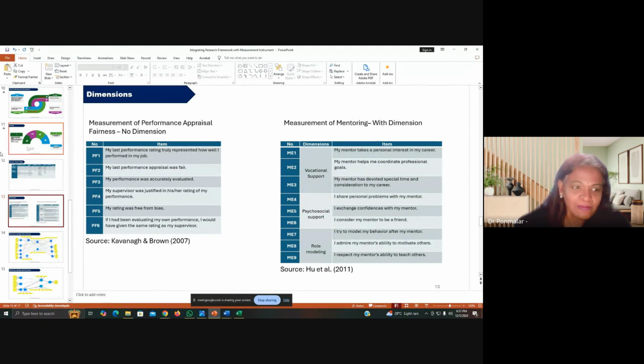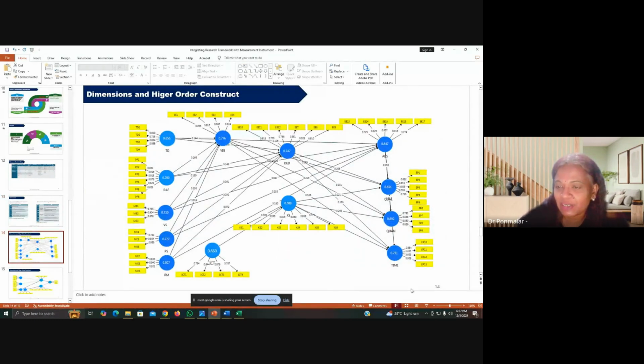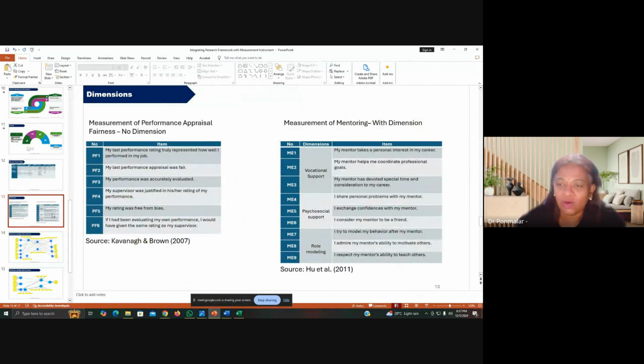I had three constructs with dimensions. VS, PS, RM is one construct. WIG, dedication, absorption is one construct. And qual, quan, time is another construct. So I had three constructs with dimensions. That was early in my studies, a new student. I didn't know what a dimension was until the questionnaire was all ready.